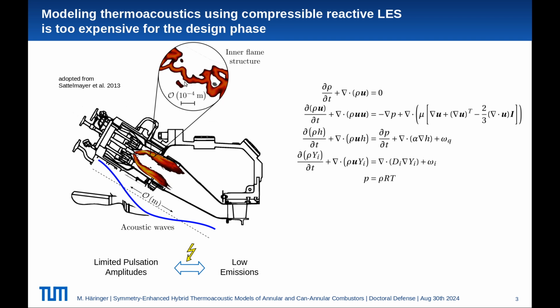However, by looking at the length scales here of the flame and the acoustics, and in particular by looking at the difference of the length scales here, we immediately see that this is very expensive. And the design phase is characterized by frequent modifications of the geometry and the flame and the fuel injection system, for example. We need to run a lot of these kinds of simulations, and this means that this is just not practicable in the design phase.